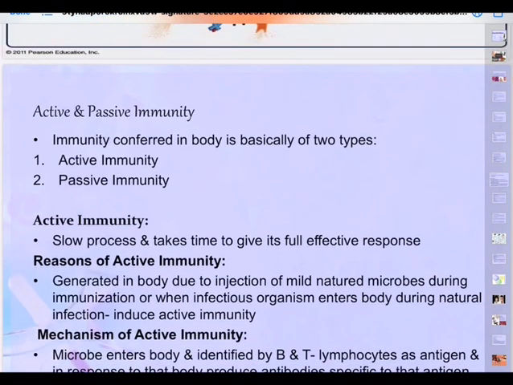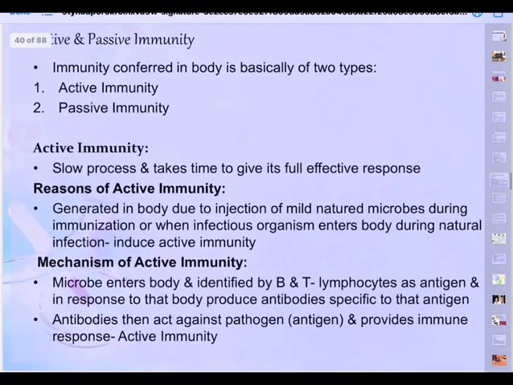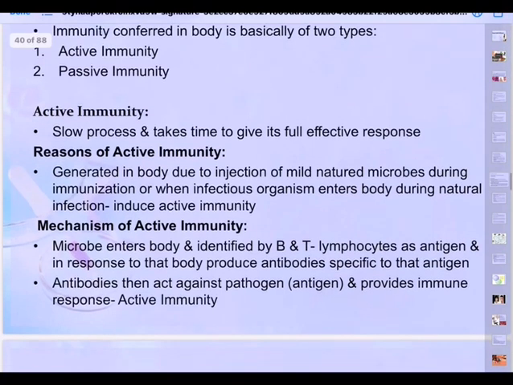And as we said, acquired defense mechanism, acquired immunity, is of two types: passive immunity and active immunity. Active immunity, as we said, is a slow process and takes time to give its full effective response. Do not get misled by the word active. Active immunity is a slow process. Okay? Reasons of active immunity: it is generated in the body due to injection of mild natured microbes during immunization, or when an infectious organism enters the body during natural infection, inducing active immunity.